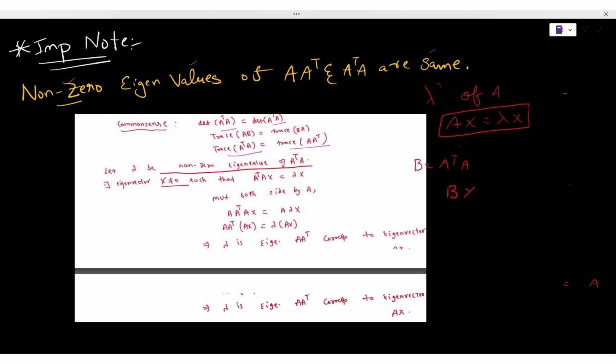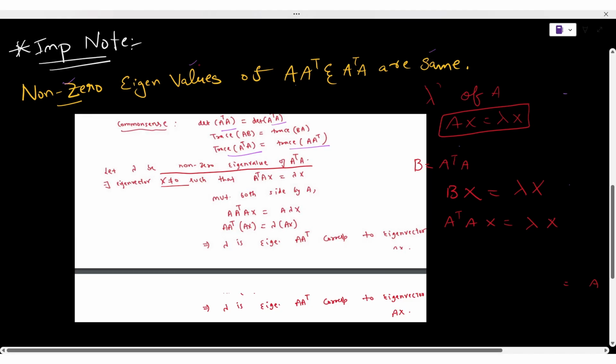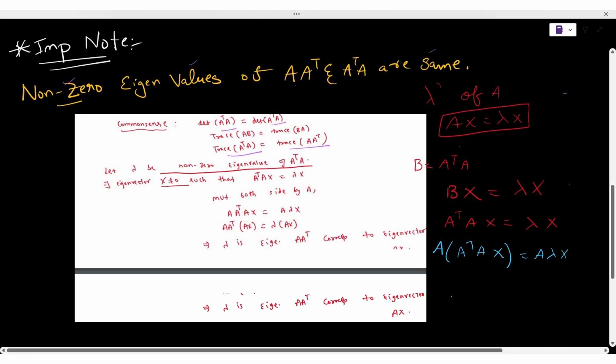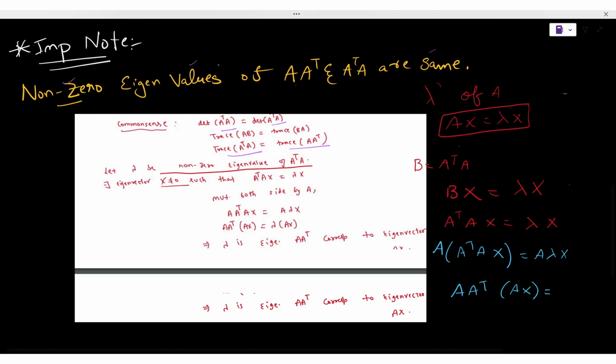So Bx is equal to lambda x, we can say. What is B? A transpose into A into x is equal to lambda x. So multiply both sides by A. If you multiply both sides by A, then you will get A into A transpose into A into x is equal to A lambda x. So you can write this as A into A transpose into Ax is equal to lambda times x.